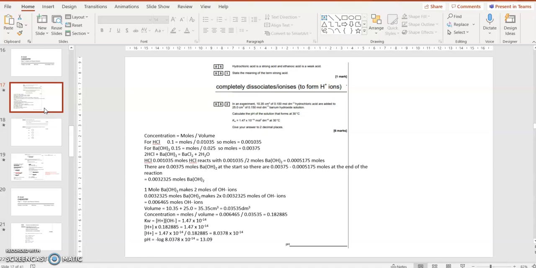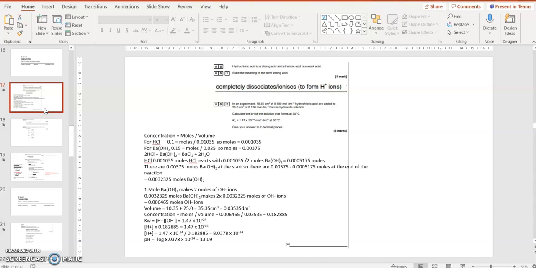Barium hydroxide is in group 2, so group 2 hydroxides will react with 2 moles of HCl because it will make BaCl2. Ba is 2 plus and Cl is 1 minus. So 2 moles of HCl react with 1 mole of barium hydroxide. So I've got 0.001035 moles of HCl. It's going to react with half the amount of barium hydroxide, a 2-to-1 ratio, 0.005175 moles of barium hydroxide.